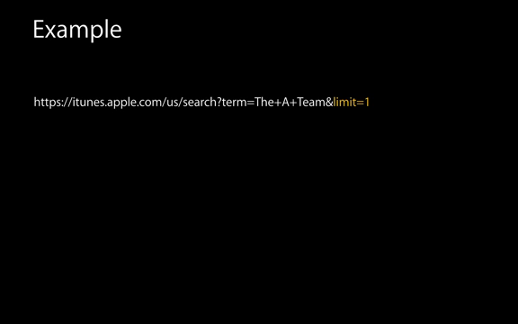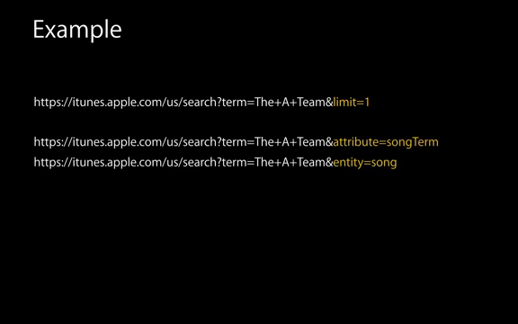So that's one option. There's a couple other things we could do. We could say, well, we're only interested in searching for the song term, the A-Team, or we're only interested in songs that are related to the search term, the A-Team. But that's going to limit us a little bit. Because what if we want to show albums? Or what if we want to search on albums that are called the A-Team? There's probably several of those. So for our use case, this is probably not such a great idea.